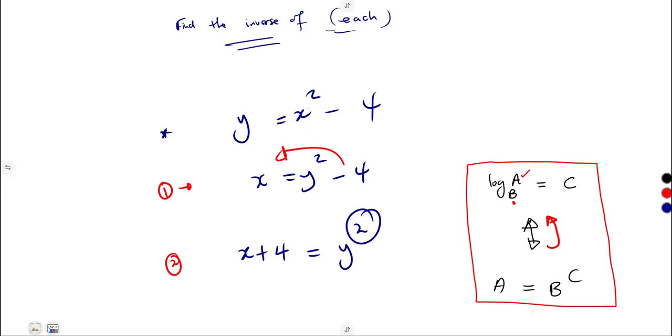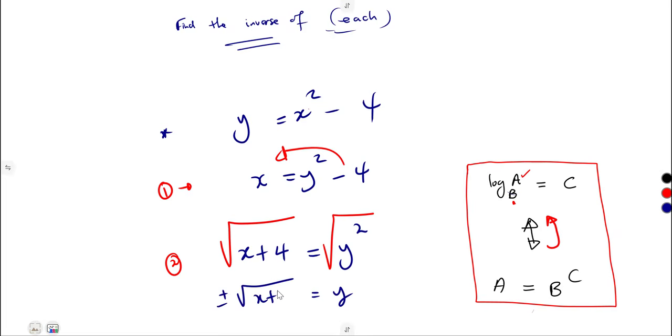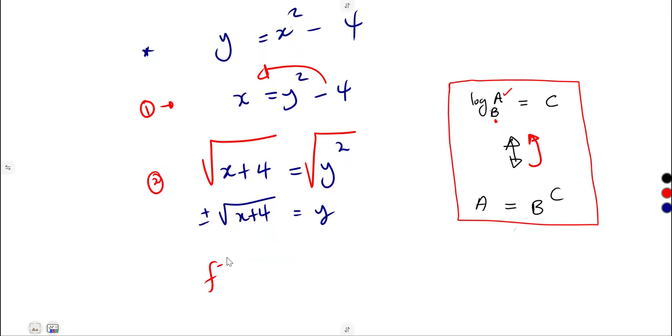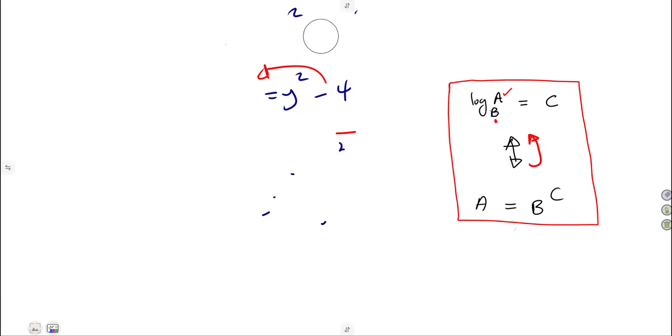How do we get rid of the square? Simply introduce the square root on both sides. So y is equal to the square root of any number, which is plus or minus. So it's going to be plus or minus the square root of x plus 4. That's the inverse function. That's how it can be given. Guys, with some of these questions we just have to be careful.